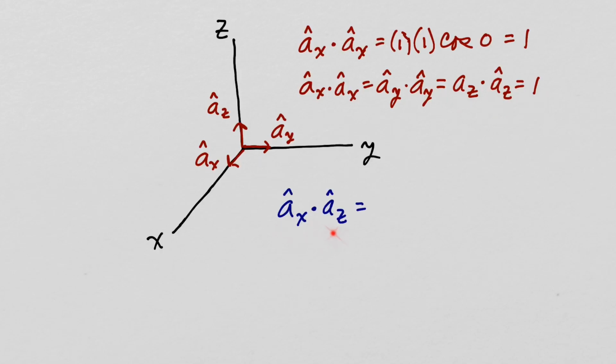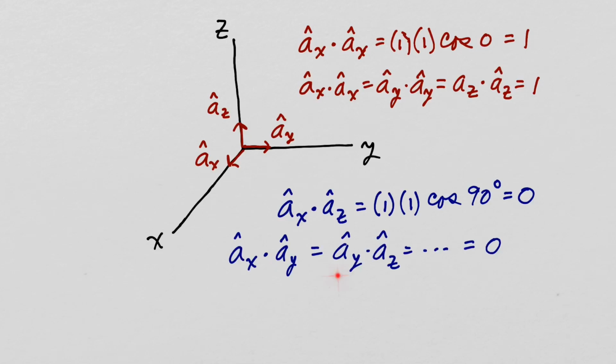Let's look at the dot product between two different unit vectors. So the magnitude of AX is 1, the magnitude of AZ is 1, and the angle between them is 90 degrees. Since the cosine of 90 degrees is 0, the result will be 0. So the dot product between any two different unit vectors is 0.